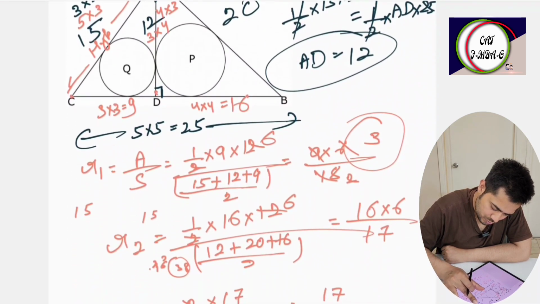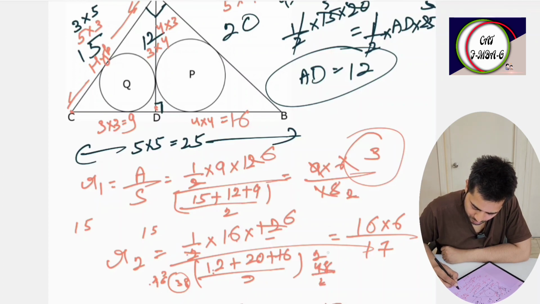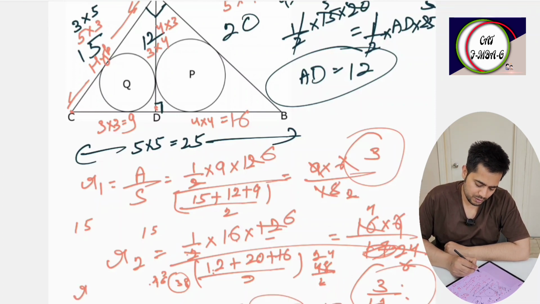So half into base into height. Okay, so 12 plus 20 plus 16, so 20, 30, 40, 48 by 2, which is 24. Divided by 24, 4 4s are 16, 6 4s are 24, so 3 is to 4. This is the right answer. Okay, so R1 is to R2 will be 3 is to 4.